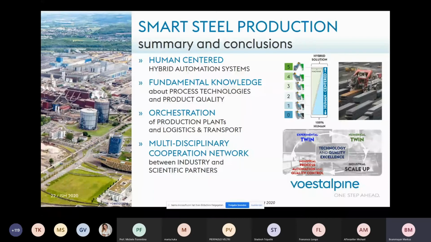Knowledge about our process technologies is the breeding ground for powerful innovations such as the next level decision support systems we have discussed. The orchestration of industrial production plants as well as logistic and transport processes along the entire value chain requires customized optimization systems and solutions. And finally, the most important thing we need is a multidisciplinary cooperation network between industry and scientific partners. So I wish you all exciting presentations, fruitful discussions during the conference, and many thanks for your attention.